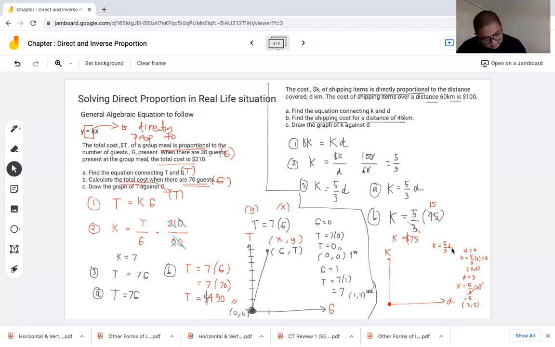So let's say this is 0, 0. So this is 1, 2, 3, and then 1, 2, 3, 4, 5. So that is the line that you're going to have.